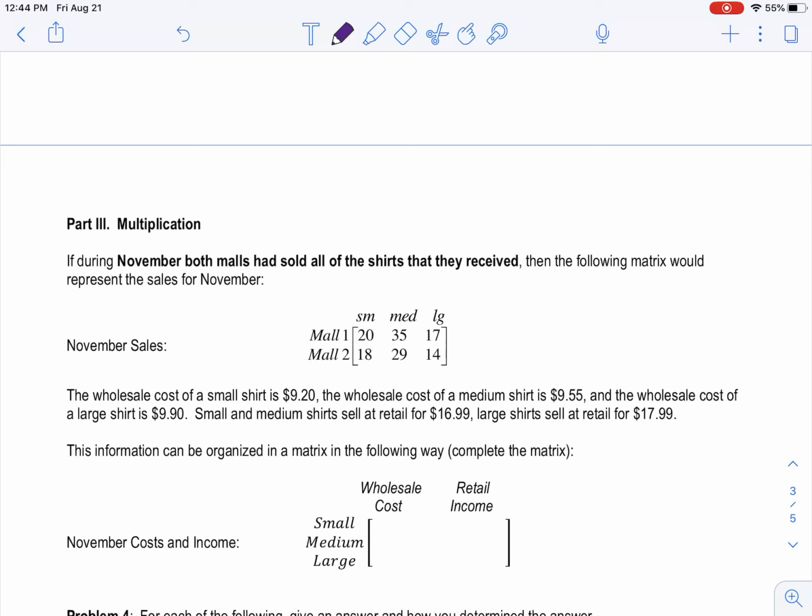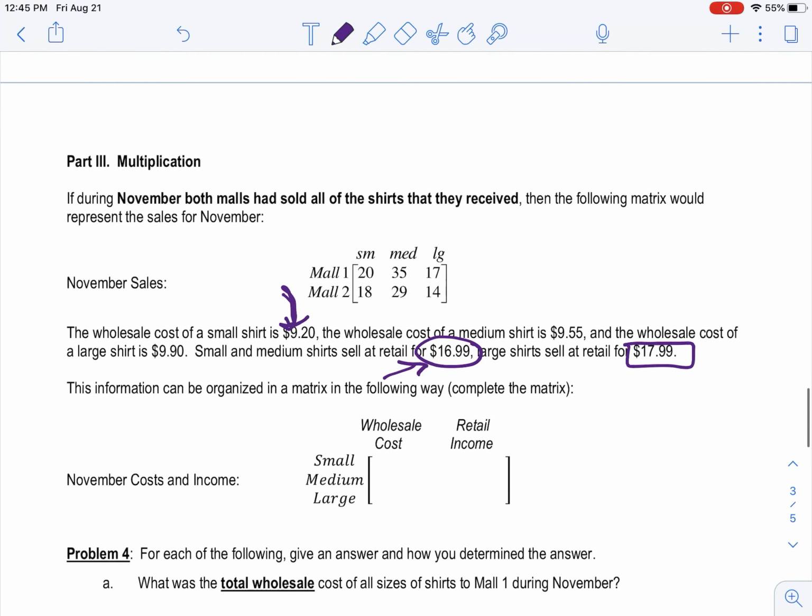If during November both malls had sold all the shirts they received, then the following matrix would represent the total sales for November. The wholesale cost of a small shirt is $9.20. The wholesale cost of a medium is $9.55, and a large is $9.90. Small and mediums sell for $16.99. A large is $17.99. Okay, so this is how much the store is charged for each shirt. This is how much they charge us for each shirt. That's what that means.